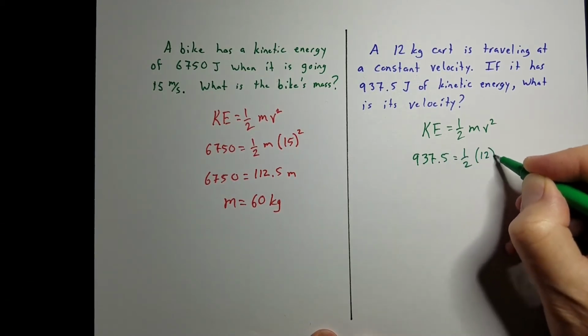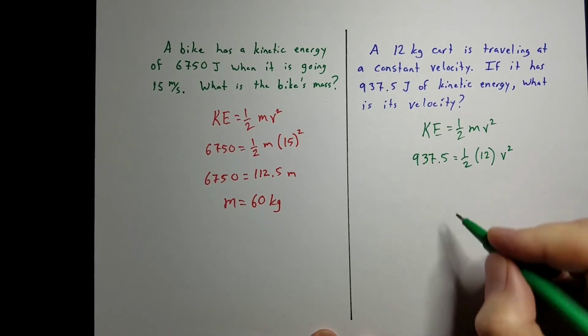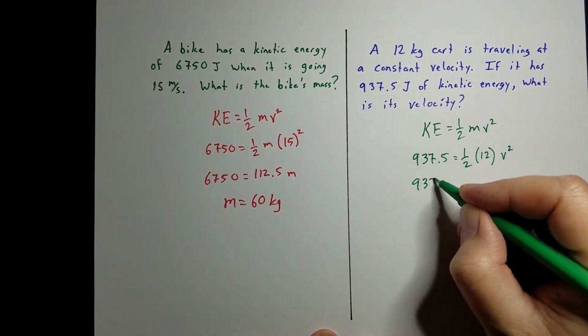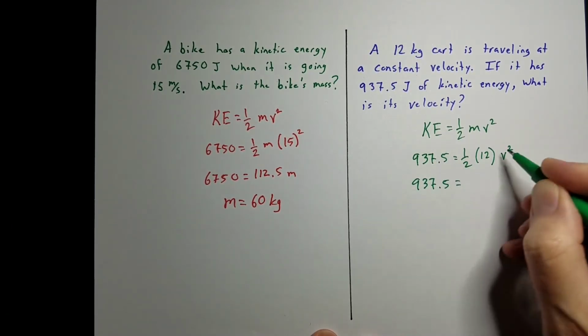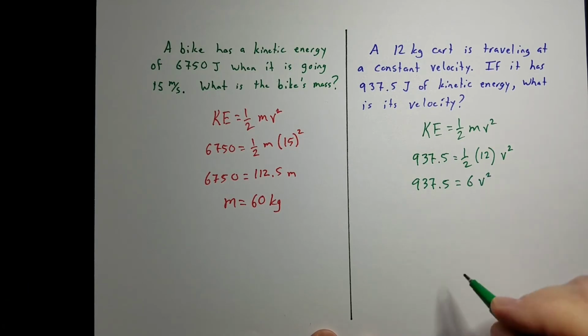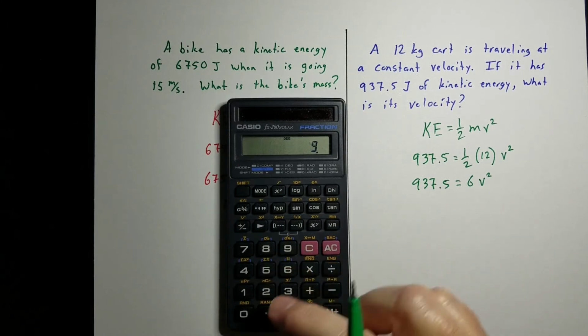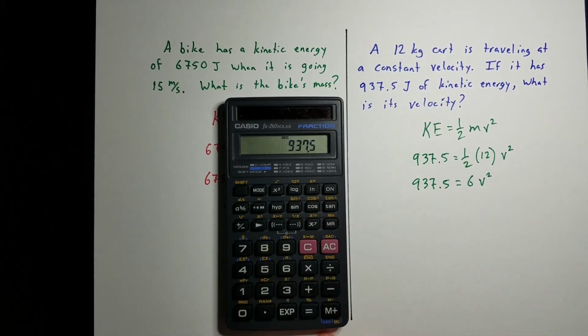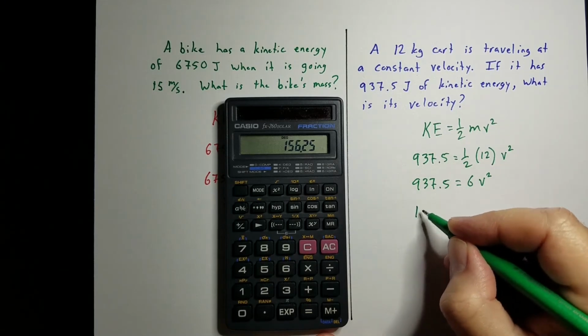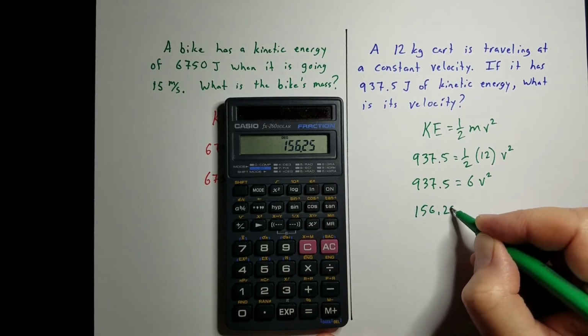Mass is 12, and I've got to find velocity. Well, go ahead and do the math you can do. Half of 12 is 6. And now we can actually do this division. 937.5 divided by 6 gives me 156.25.